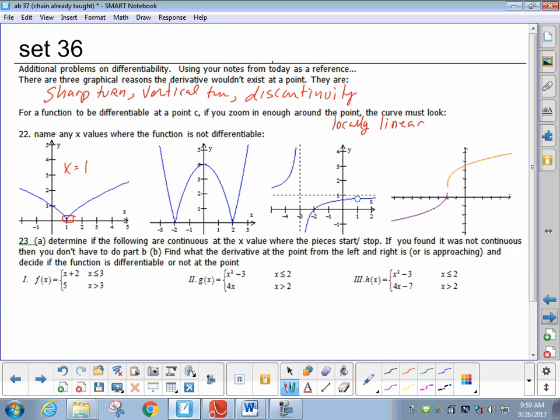What about the second one? Where is it not differentiable? Plus or minus 2. What about the third one? Where is it not differentiable? Negative 3 and 1, discontinuity. And what about the last one? Negative 2 because there's a vertical tangent there. The slope is rise but no run. That's a 0 in the denominator, undefined.